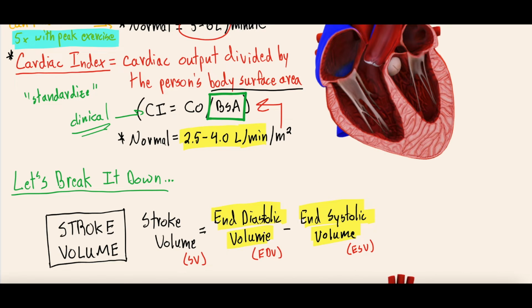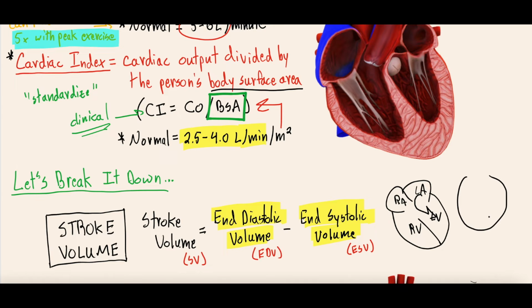End diastolic volume, right, if I draw my own heart over here, we have the right atrium, right ventricle, left atrium, left ventricle. The end diastolic volume is when there's the most blood in the ventricle, right? Because diastole is when the atrium is squeezing blood into the ventricle and the ventricle is relaxing. So at end diastole, the ventricle is going to be big. End systole is after the ventricle's contracted and squeezed all that blood to circulate it around the body. This is going to be end systole.